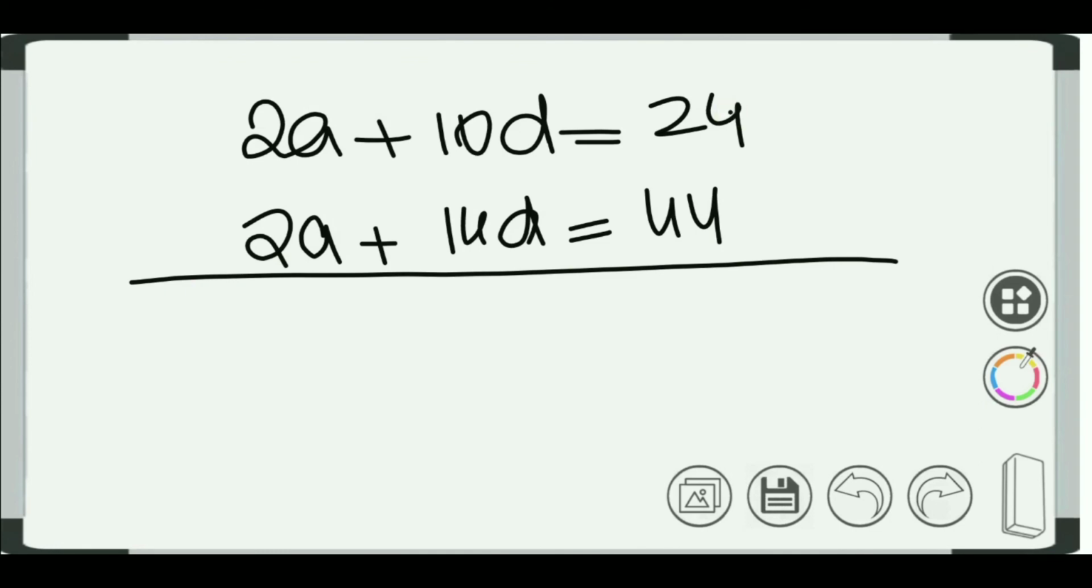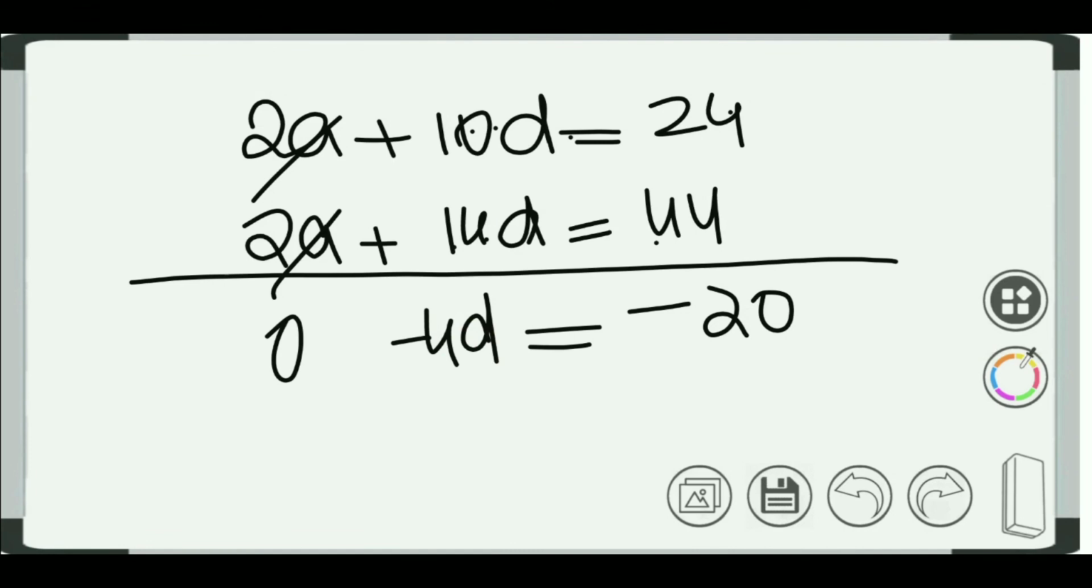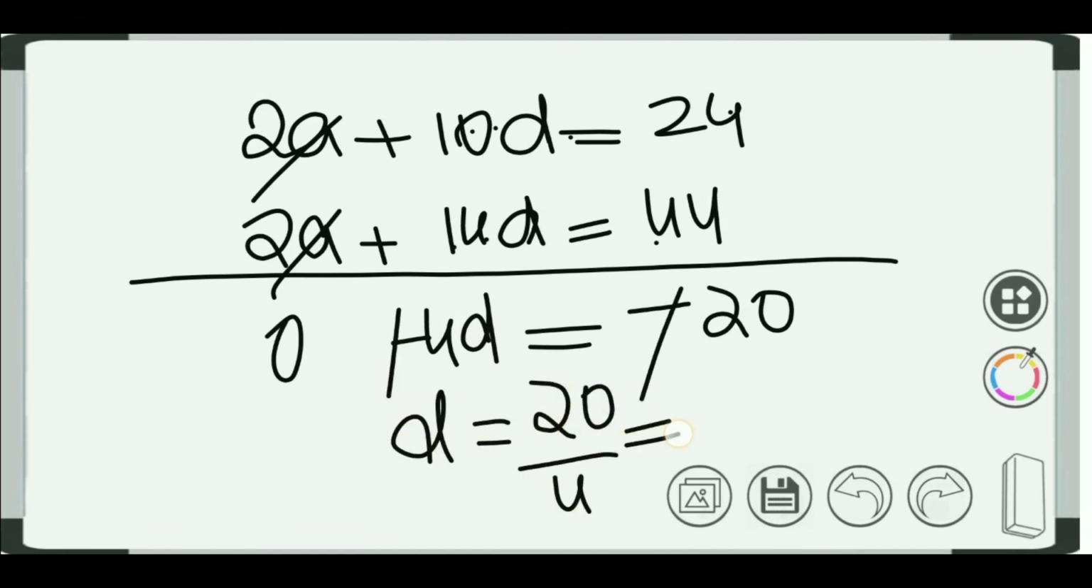Subtract: 24 minus 44 is minus 20. 2A got cancelled. 10D minus 14D is minus 4D. Minus got cancelled. D is equal to 20 divided by 4, which is equal to 5. So you got the value: D is equal to 5.